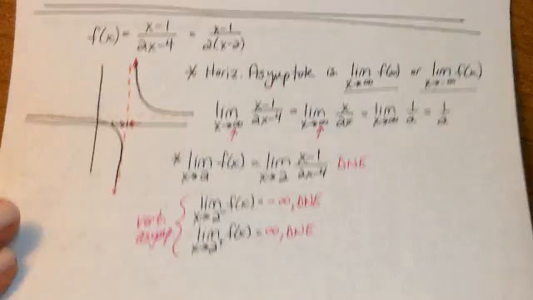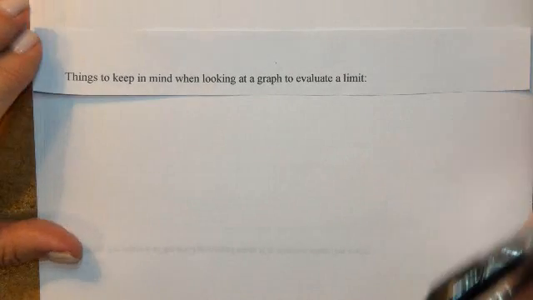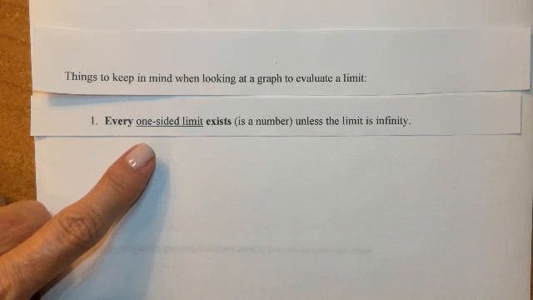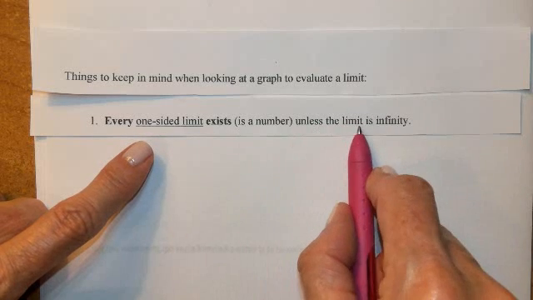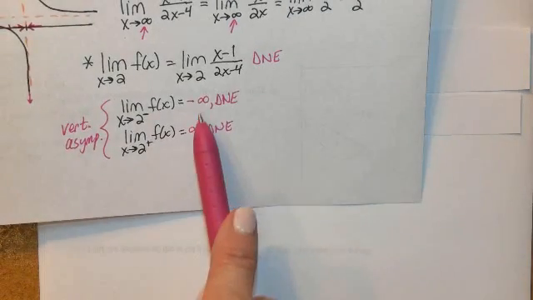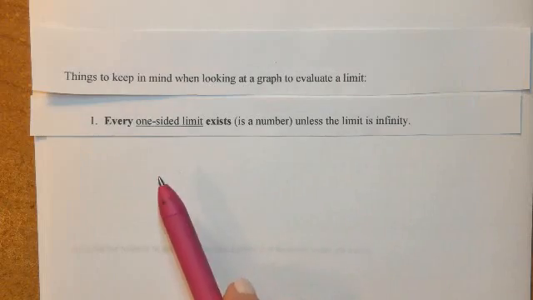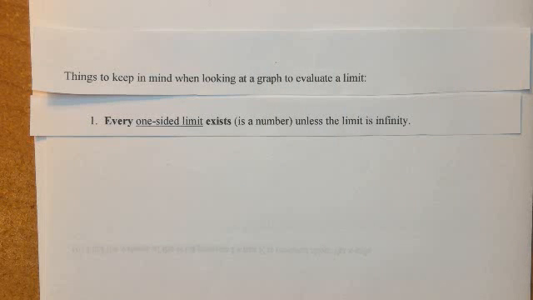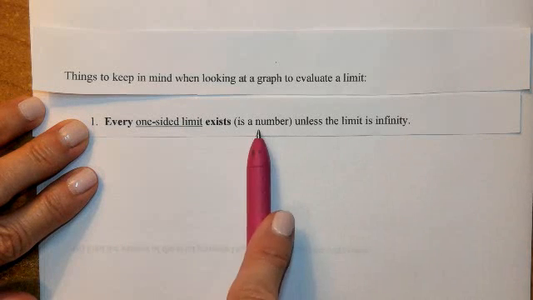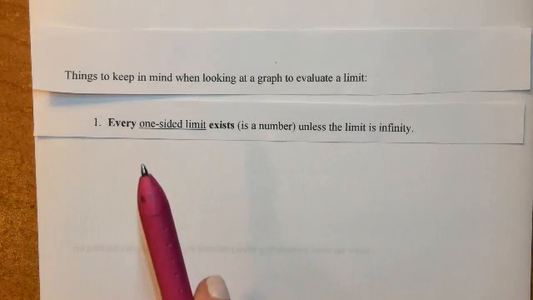So let's summarize what we have here. Let's see what I wrote down. Things to keep in mind when looking at a graph to evaluate a limit. First of all, every one-sided limit exists unless that limit is infinity. So the only time that a one-sided limit does not exist is if it's infinity. You'll never say that a one-sided limit is 3 and therefore it does not exist. That doesn't make any sense. So every one-sided limit from the left or to the right exists. It is a number unless it's infinity.